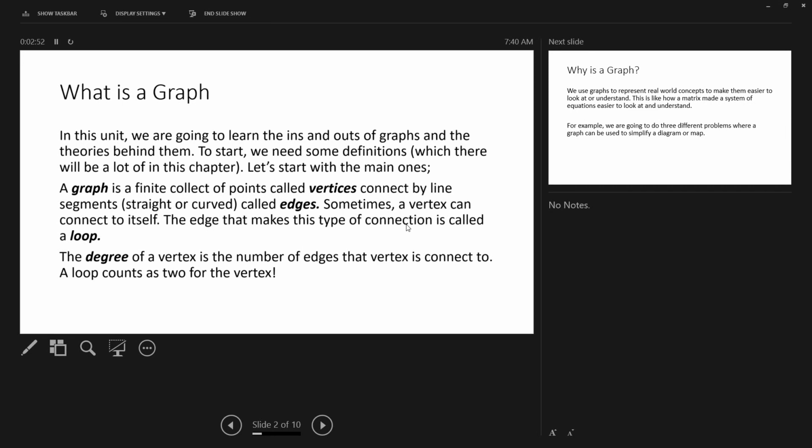Now we're going to start with the main ones. First, a graph. A graph is a finite collection of points called vertices. So vertices are points on the graph, okay?